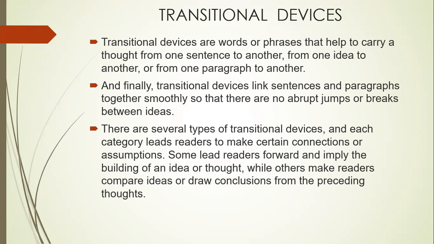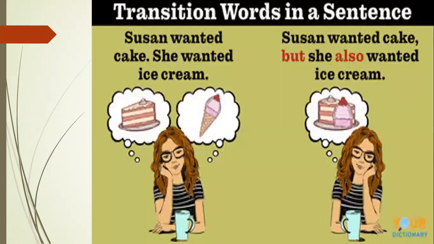So it depends on which type of transition device is required. According to that, we use that transition device. These are also called indicators. And these transition devices are a very good indicator to convey different messages to the readers. So that's why, as per the need, we use different types of transitional devices.